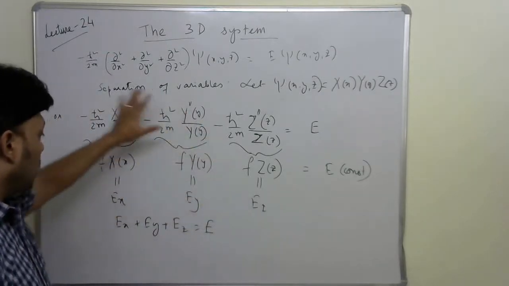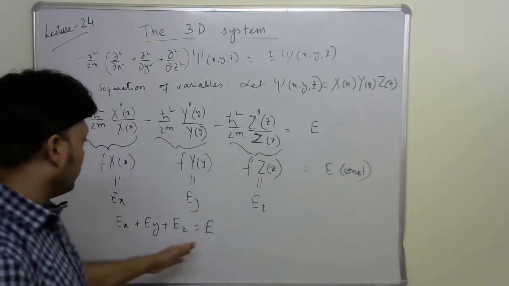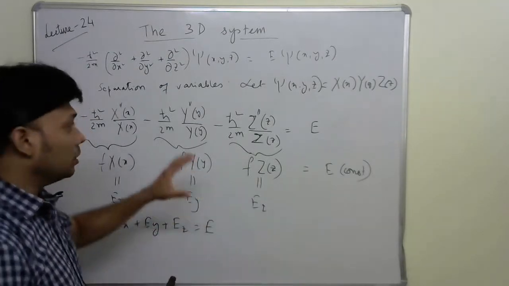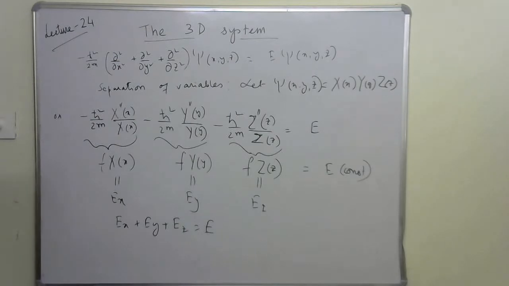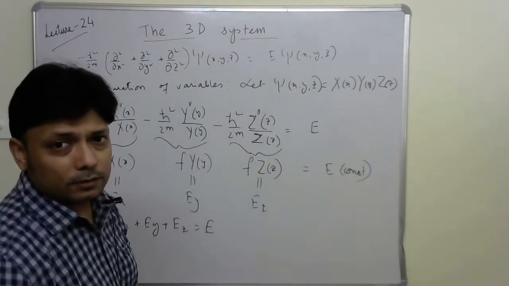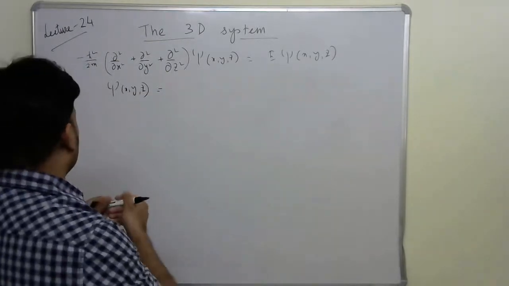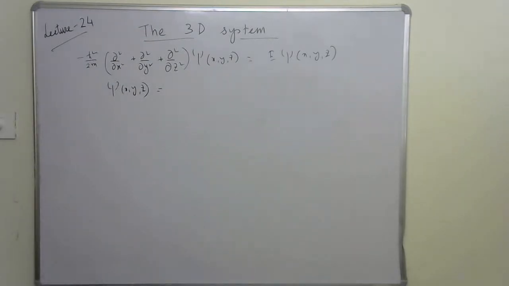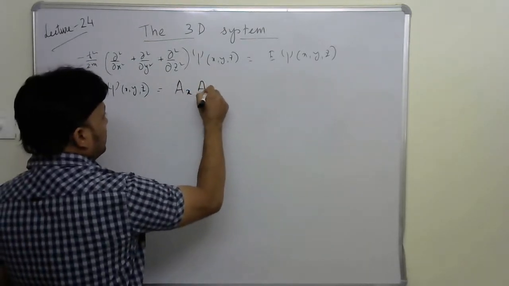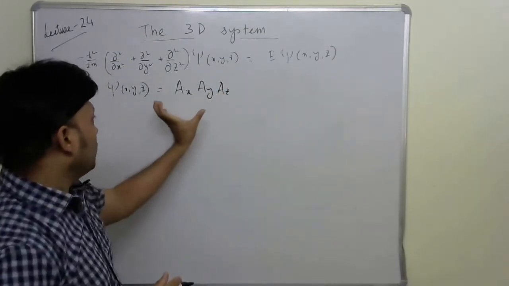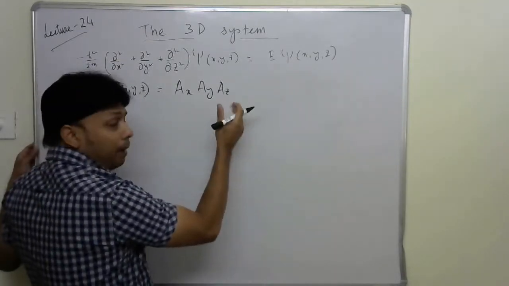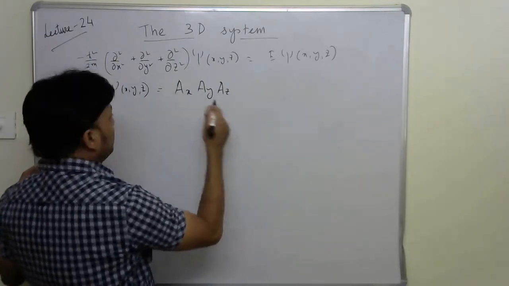By solving, we can get the energy, and then we will be able to find the final solution, psi x y z. So let's clean the board and write down the final solution. If we solve that, we find that psi x y z is equal to Ax times Ay times Az. Those are the constants which appear for the amplitude, and these are functions of x, y, and z.